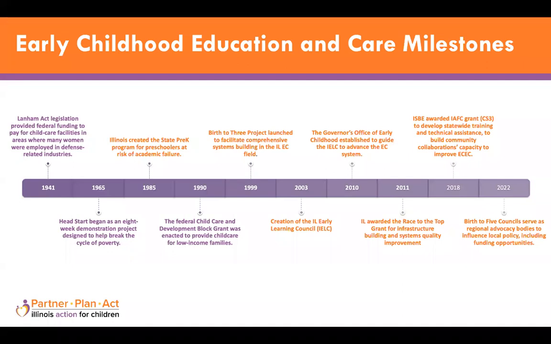Here's a timeline of early childhood education and care milestones. As you can see, it starts with 1941. However, the history of ECEC didn't start in 1941. So we're going to look back to see, how did we get here? The inequities in the current childcare system are the result of a long history of discriminatory ideas, policies, and practices rooted in both racism and sexism.